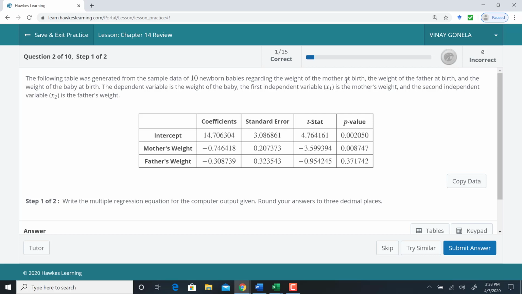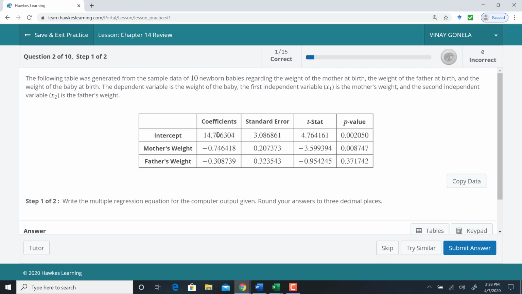Regarding the weight of the mother at birth, the weight of the father at birth, and the weight of the baby at birth. So the dependent variable is the weight of the baby. The first independent variable, x1, is the mother's weight, and the second independent variable is the father's weight. So write the multiple regression equation for the computer output given.